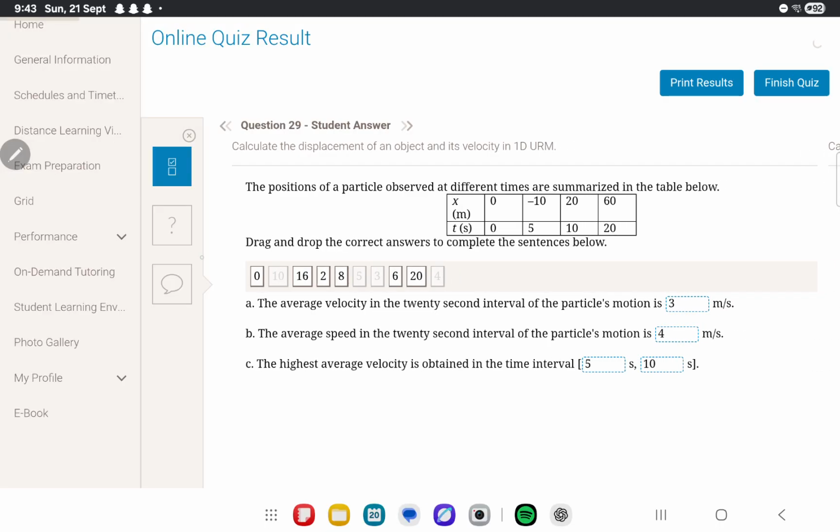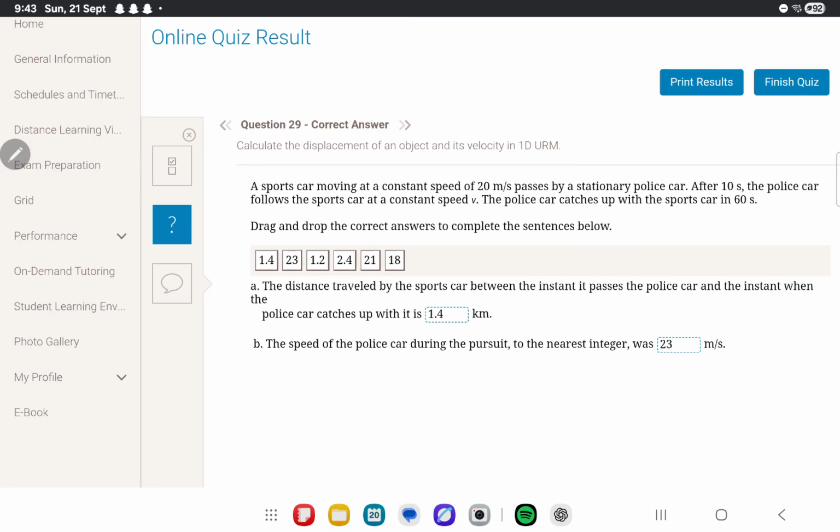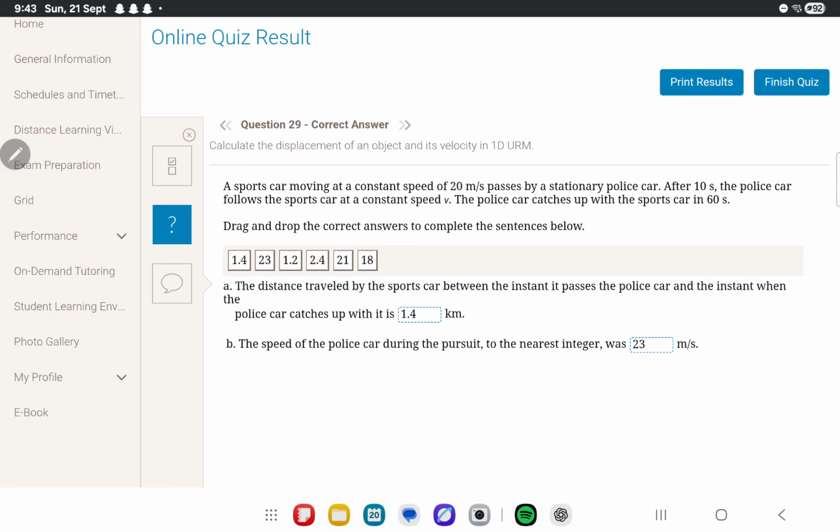Okay, question 29, which is the last question because the other two questions are repeated. A sports car moving at a constant speed of 20 meters per second passes by a stationary police car. Okay, after 10 seconds, the police car follows the sports car at a constant speed v. The police car catches up with the sports car in 60 seconds. Okay. Now, this isn't hard. This isn't that bad at all.